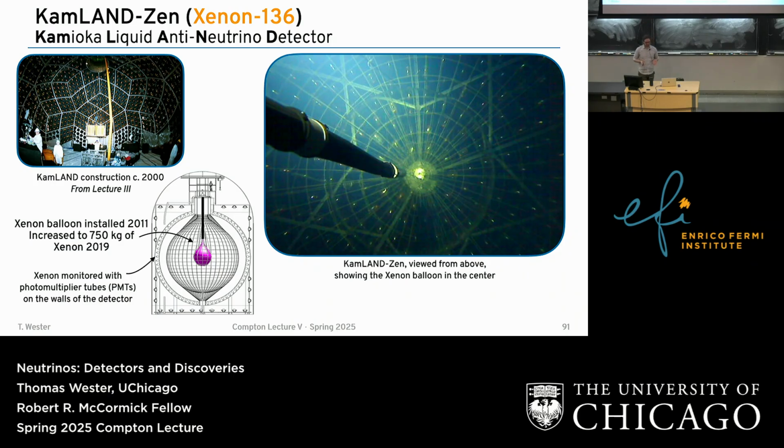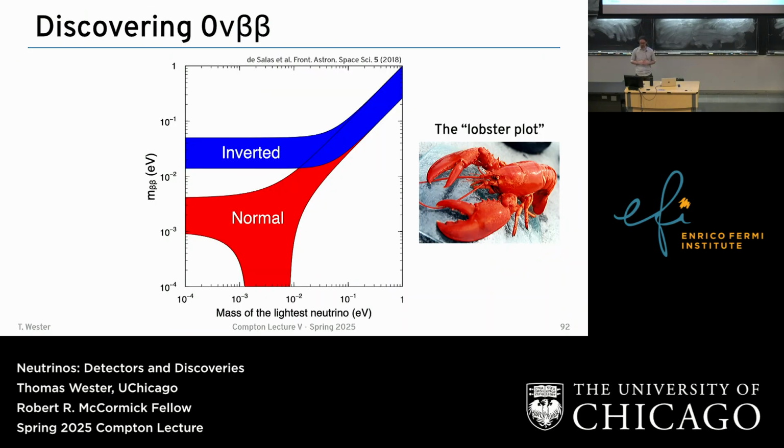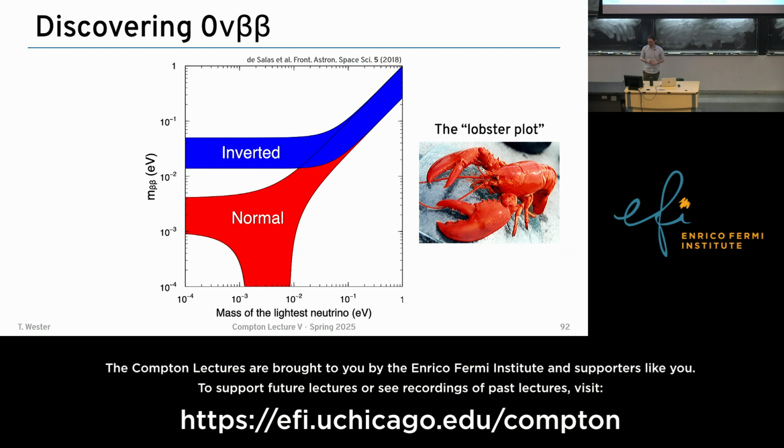So I just want to end with where we stand with neutrinoless double beta decay. So this plot is called the lobster plot for obvious reasons, I hope. And it's what we use in the field to monitor our progress towards neutrinoless double beta decay experiments. So it's got a lot to it, but I'll try to walk through.